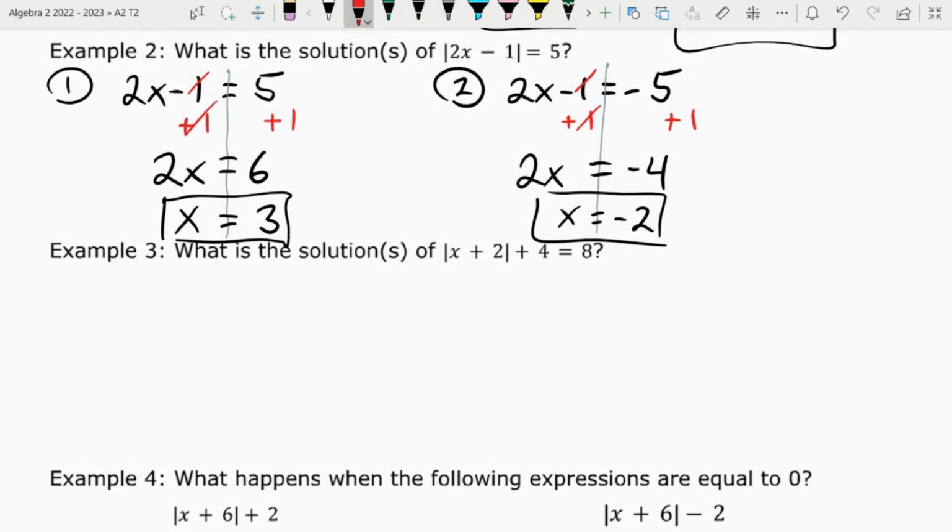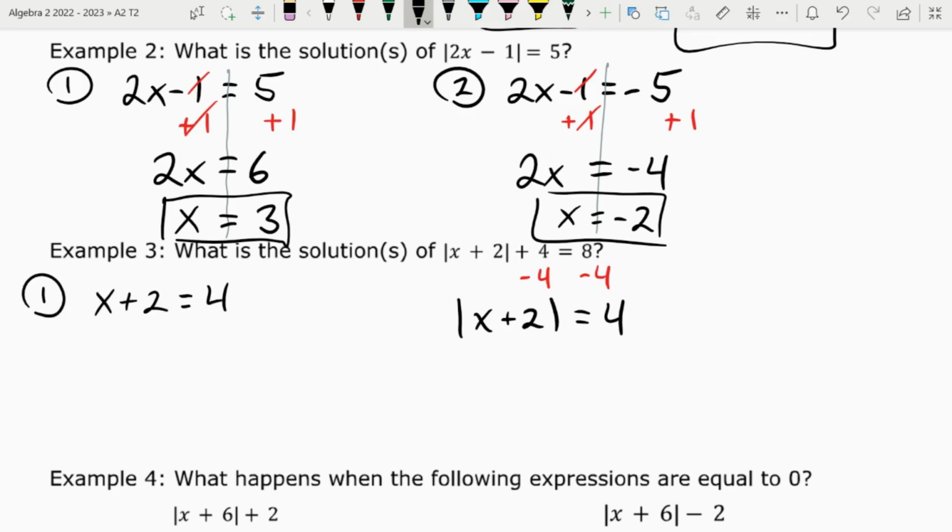Let's see. To do example 3, you cannot consider the two scenarios until you get the absolute value by itself. Okay, so you'll notice we have this plus 4 here. We are going to want to move that over first, just so we can start with absolute value of x plus 2 is equal to 4. Okay, so this will be our situation where in the first example, we have x plus 2 equals 4. No big deal, x equals 2.